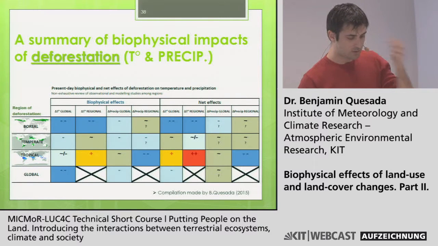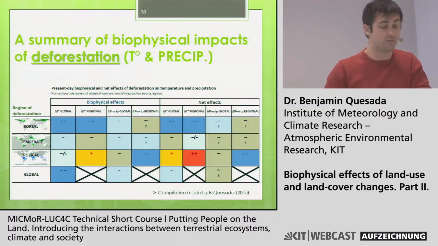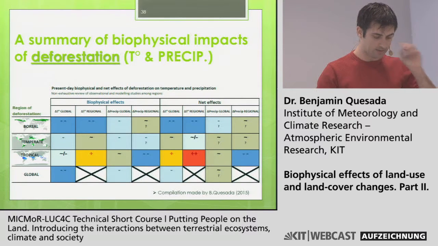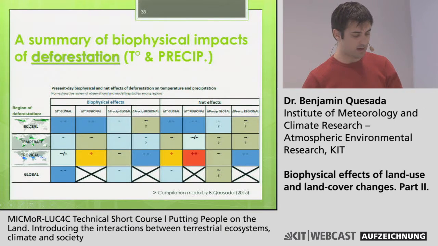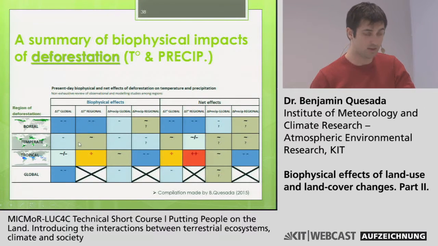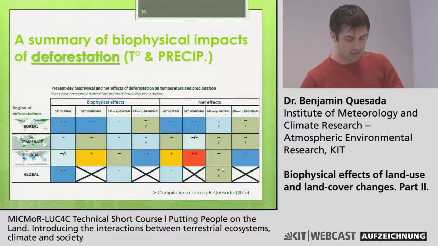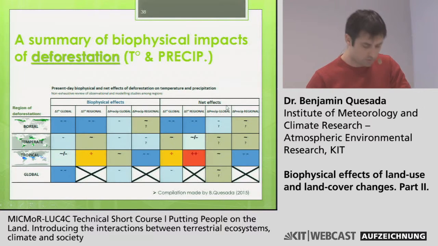This is a summary of the existing literature on biophysical impacts of deforestation on temperature and precipitation. That's a compilation I made of more than 40 modeling and observational studies among the regions. So we will go step by step. This part denotes the biophysical effects on both temperature and precipitation, if you have a boreal deforestation, a temperate deforestation, a tropical deforestation, or a global deforestation. And there you have the net effects, so the biophysical plus the biogeochemical effects due to deforestation.